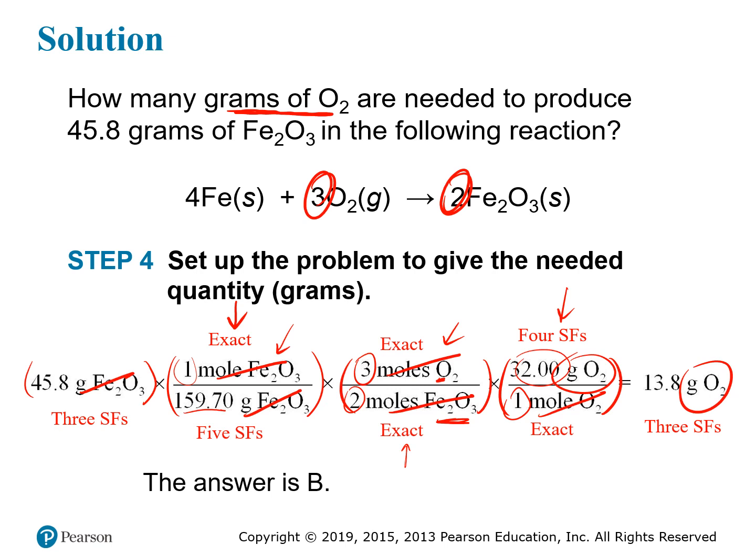Okay, but regardless of how you do it, once you have it set up this way, you just take the numbers 45.8 divided by 159.70, multiplied by 3/2, multiplied by 32, and you end up with 13.8 grams of oxygen. Okay? And again, you're limited by the 3 significant figures in your initial measurement. You can take as many digits as you want from the periodic table you're using, and then the mole-to-mole factors is always an exact factor. Okay, so you get 13.8 grams of oxygen. That's answer B.